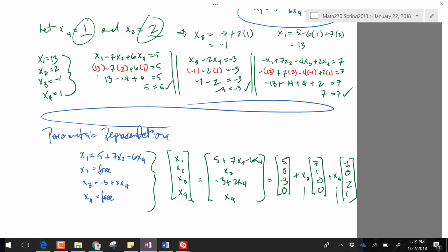Questions? Yeah. This one? I think it's supposed to be a 1. Yeah. Because it's a coefficient of x4, and then the coefficient of x4 is 1.